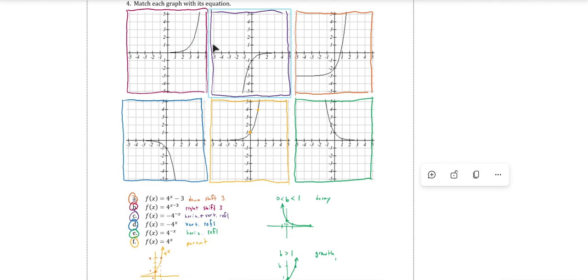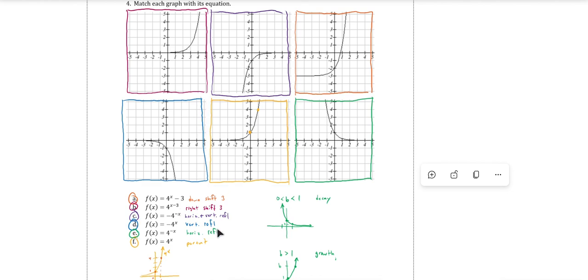This has been right shifted over compared to this one. The next one, horizontal and vertical reflection. Well, bringing this down and then reflecting it over, we're going to have a tail that goes to the left, and the exponential curve is going to be down in the lower left quadrant. That's going to be this one right here.